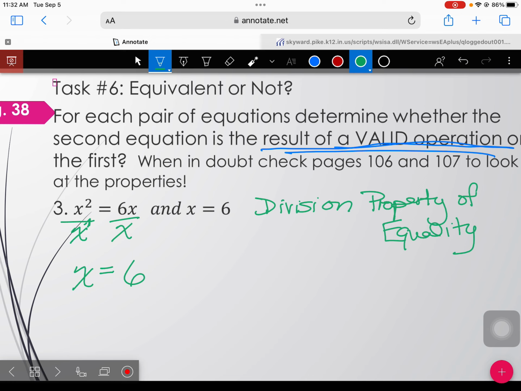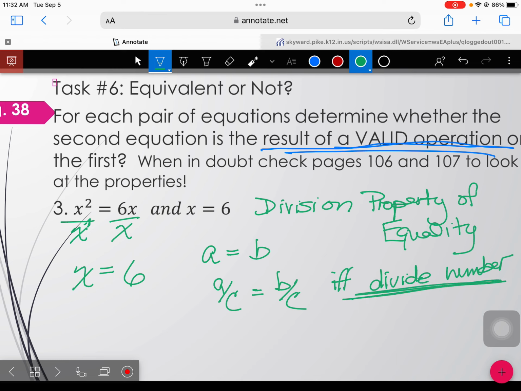Property of equality for division says that if A equals B, then A/C equals B/C. If you divide the same number to both sides of the equation, it is still true. Okay, so it says if you divide by a number. Now, do we divide by a number?